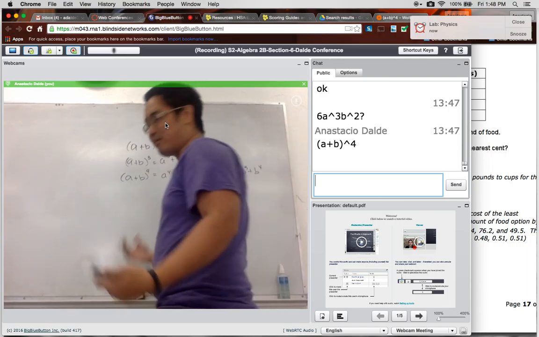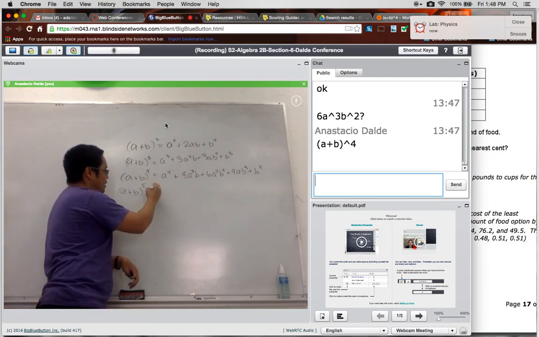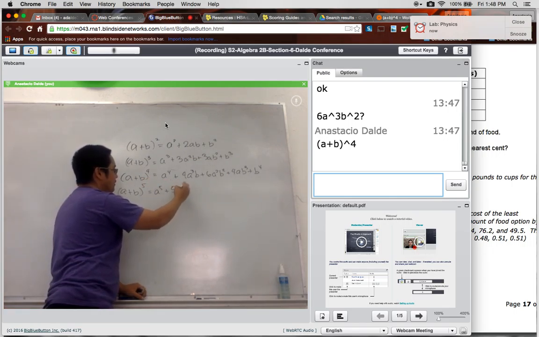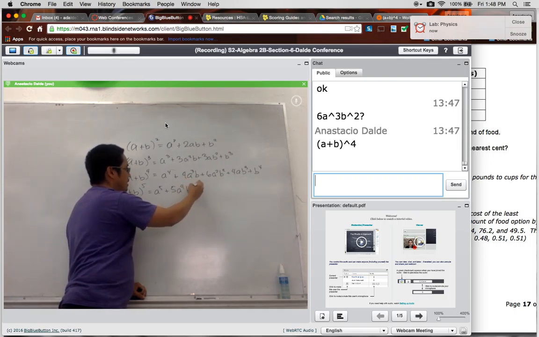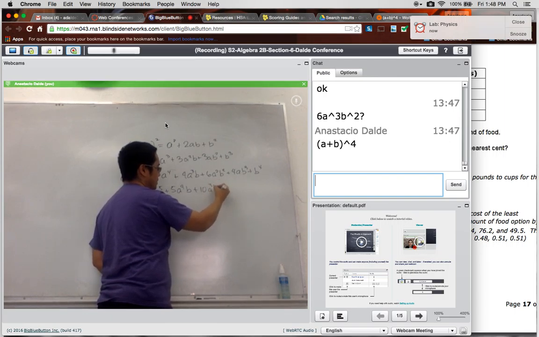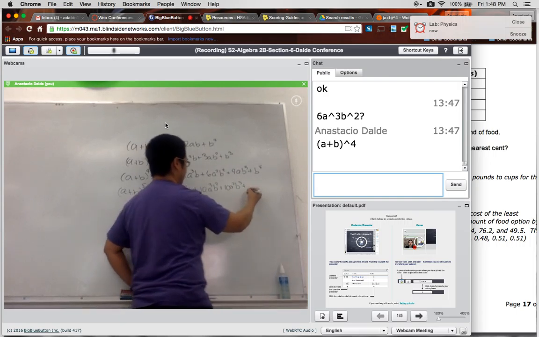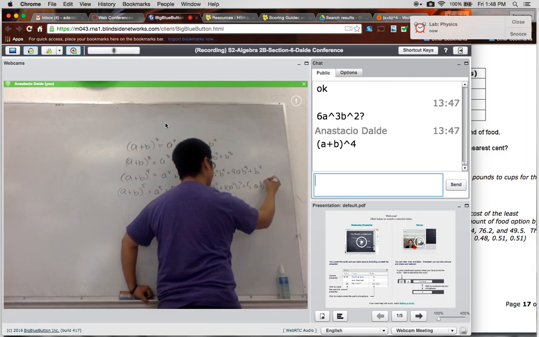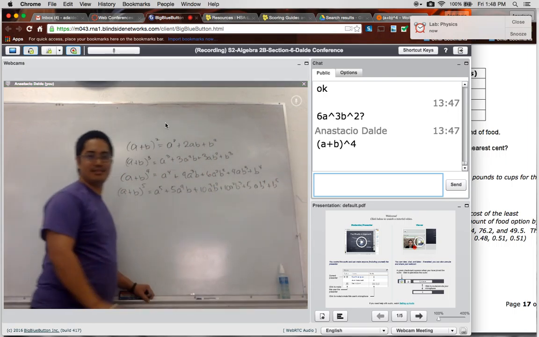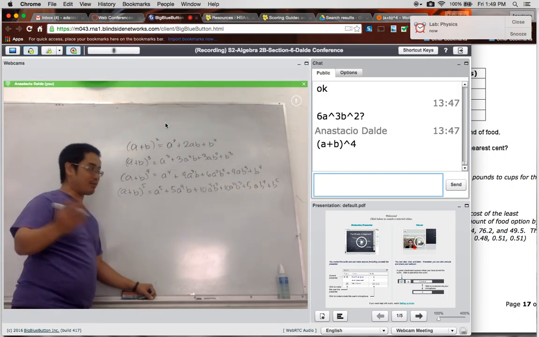All right, here, I'll do one more for you. Actually, I'll do two more for you. How's about this? (a plus b) to the 5th power is equal to a to the 5th plus 5a to the 4th b plus 10a cubed b squared plus 10a squared b cubed plus 5ab to the 4th plus b to the 5th. Now there's obviously, I didn't memorize all of these things. Or maybe I did, and I'm just a freak. All right, let me do one more.